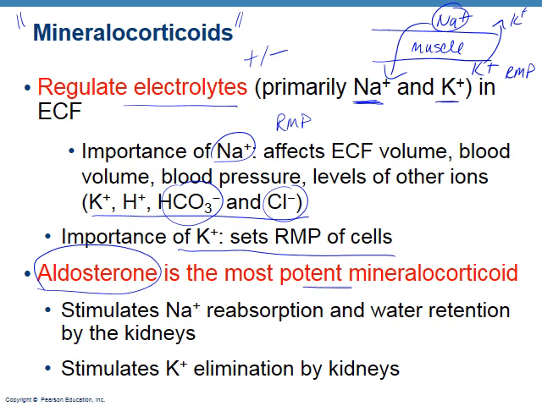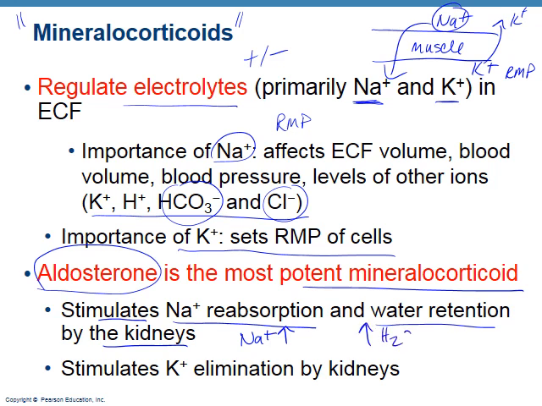So aldosterone is the most potent mineralocorticoid. It stimulates sodium reabsorption and water retention by the kidneys. These are co-transported. So if I take sodium back into my bloodstream, I don't release it in my urine, guess what follows? Water follows. And when we take sodium back and water back, what gets eliminated? Potassium. So these two are always at odds with each other. If we take sodium back in, we're going to kick out potassium. These two are in relation to each other. Anytime we take in sodium, we also take in water. We'll talk about it when we get to urinary.